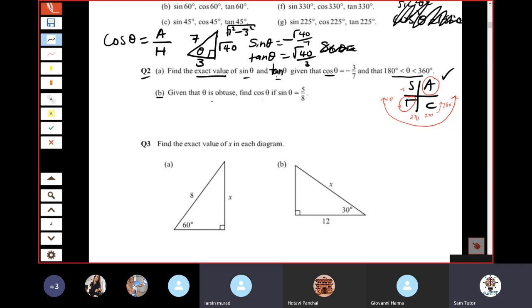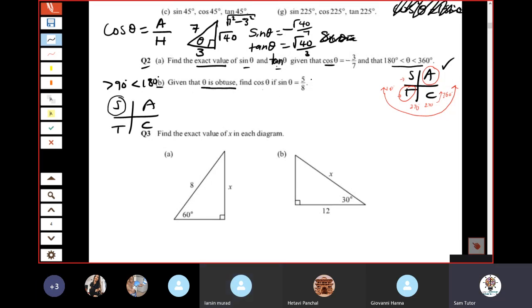Given that theta is obtuse, what does that mean? That means it's greater than 90 degrees, but smaller than 180. So now you straight away know where theta lies in your All Stations To Central: S and A. S at least, right? And the fact that it's saying sine theta equals 5 on A, of course that means S and A.